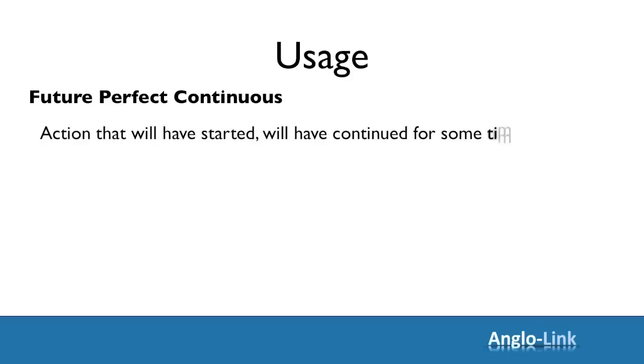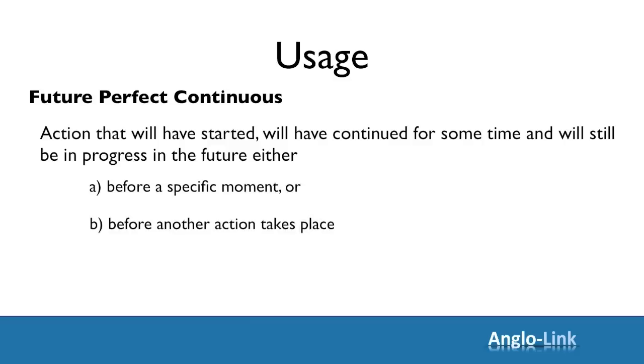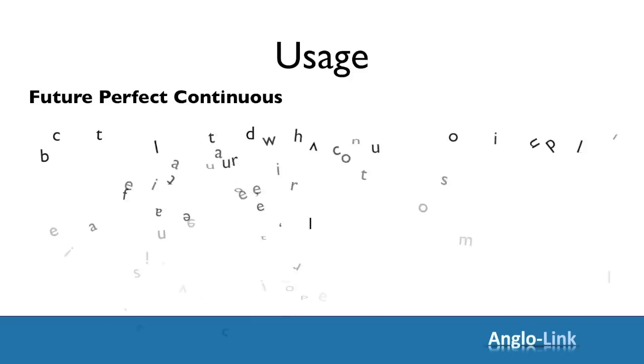Right, moving on now to the future perfect continuous tense. This tense indicates an action that will have started, will have continued for some time, and will still be in progress in the future, either before a specific moment or before another action takes place. Let's look at some examples.